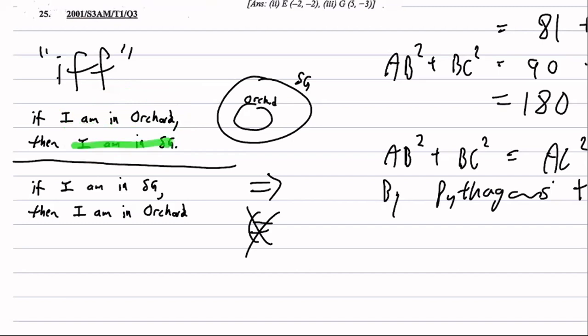I am in Singapore is a necessary conclusion for I am in Orchard. I am in Orchard is sufficient to show that I am in Singapore. There's sufficient evidence to show that I am in Singapore. Does it make sense? Kind of, right? Okay, so that is sort of the boundary between philosophy and math already.